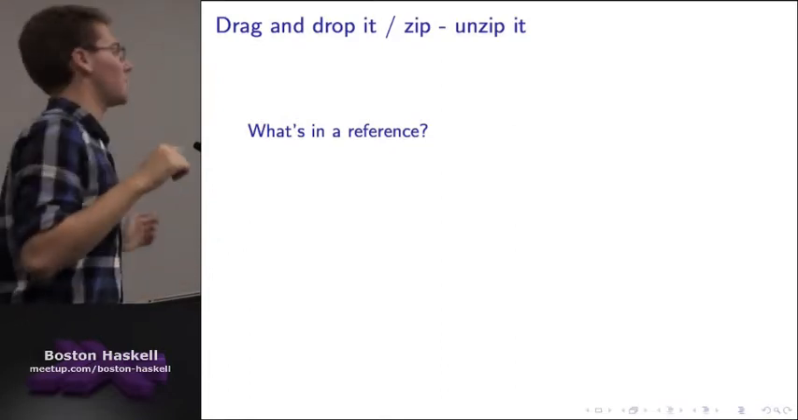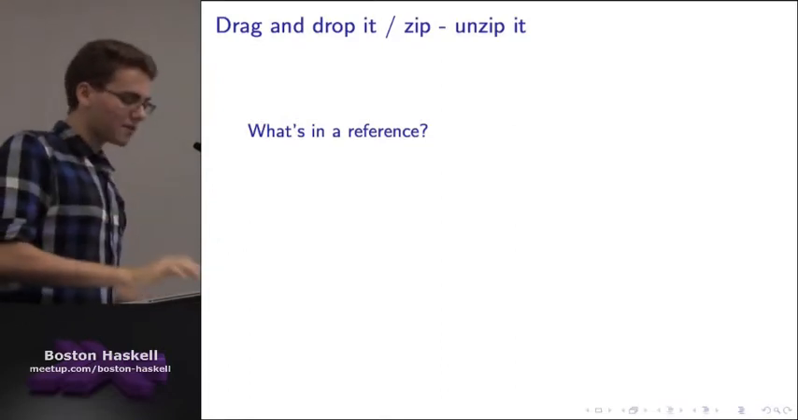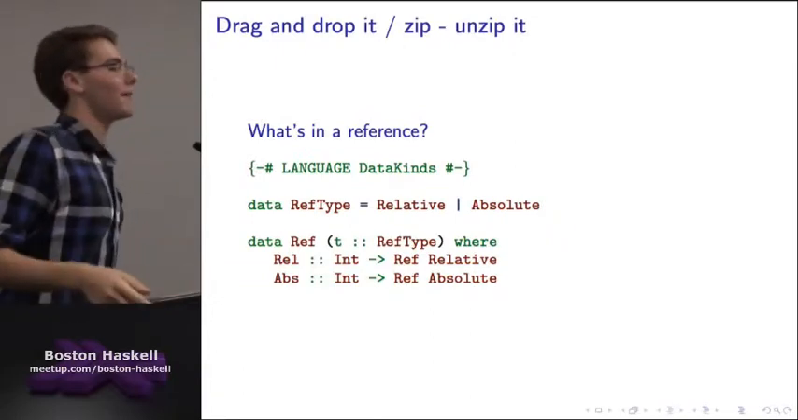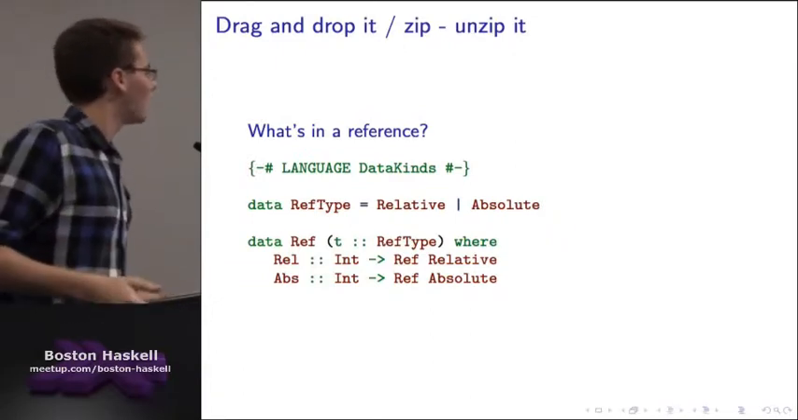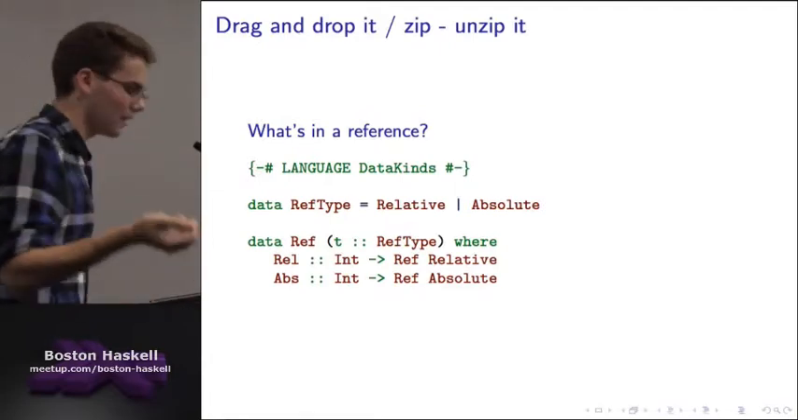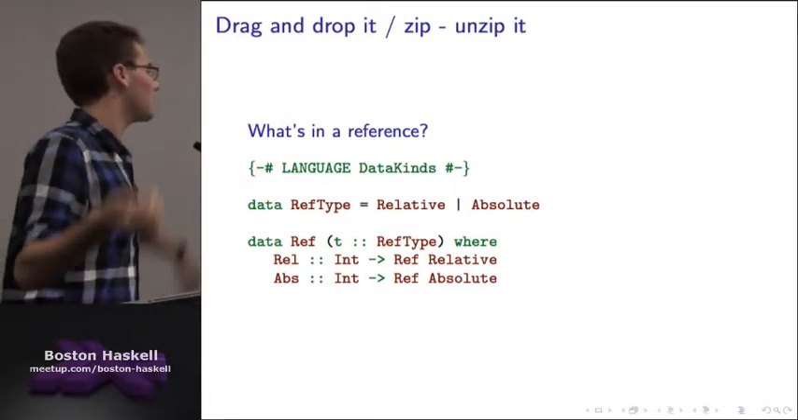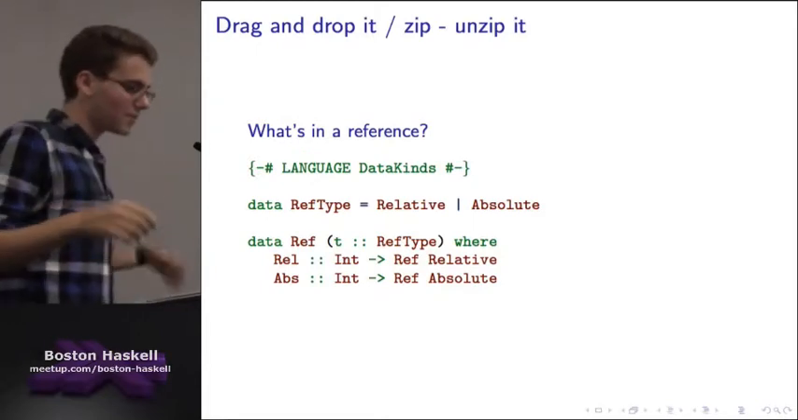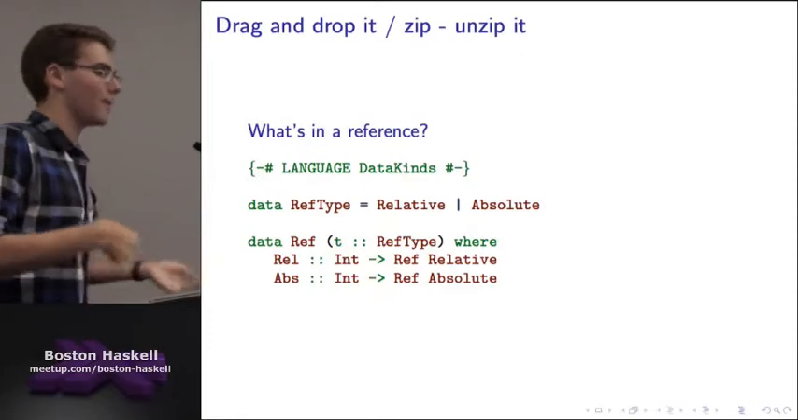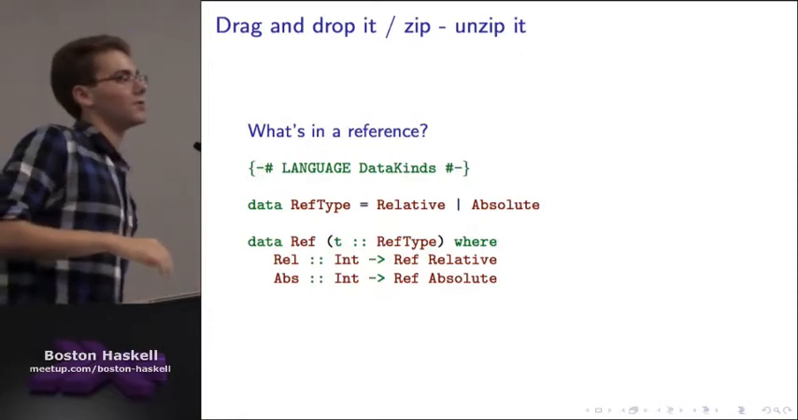So, if we actually want to be using these spaces, we want to be talking about references into those spaces. So, what's in a reference? Well, in spreadsheets, which are my driving metaphor for all of this, you can have relative references or absolute references. So using data kinds, I'm going to say a ref type is either relative or absolute. And a ref is either a relative reference or an absolute reference. And secretly, under the hood, they're just ints.